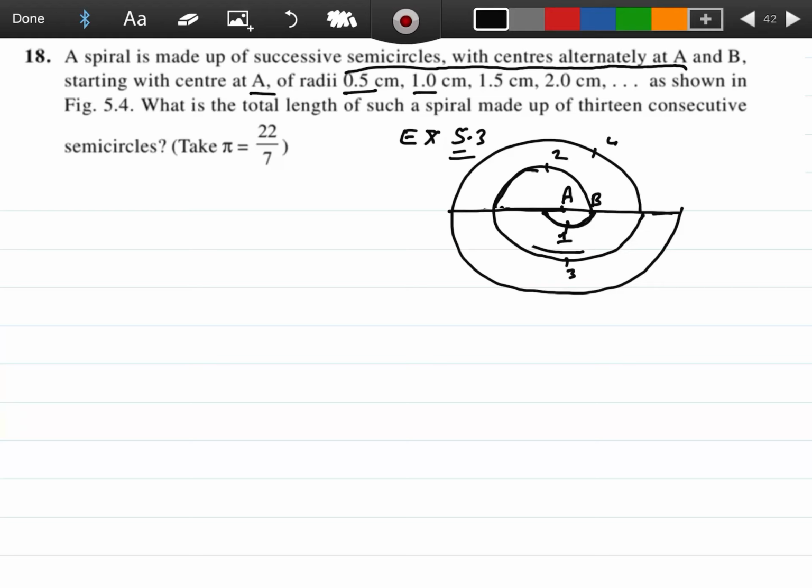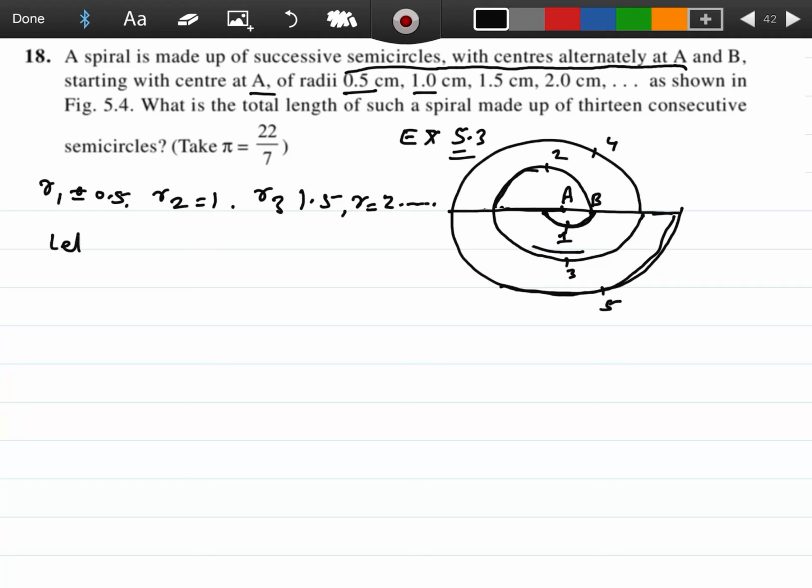So there are 13 semicircles, as you can see: first semicircle, second semicircle, third semicircle, fourth semicircle, fifth semicircle. In this way there are 13 semicircles with centers A and B alternately, and the radii of the semicircles are r1 is equal to 0.5, r2 is equal to 1, r3 is equal to 1.5 and r4 is equal to 2 centimeter, and so on. We want to find the total length of the spiral.